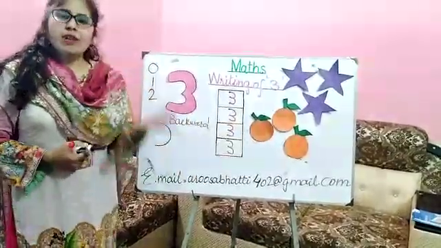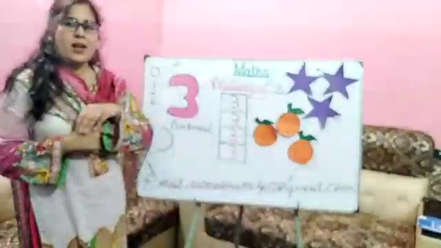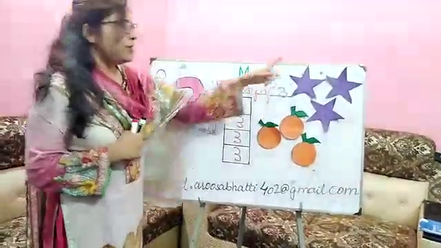There are 3 oranges. 1, 2, 3. And how many stars are there? 3 stars. 1, 2, 3.